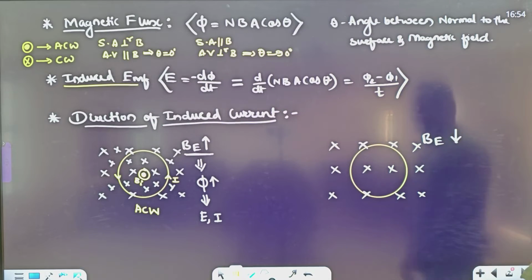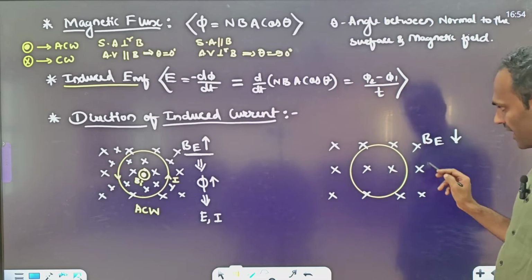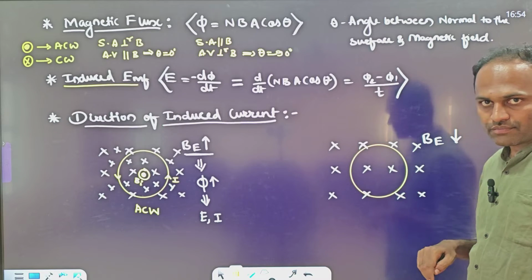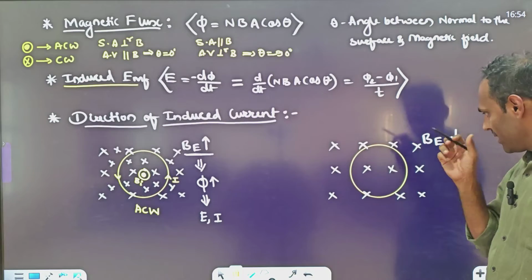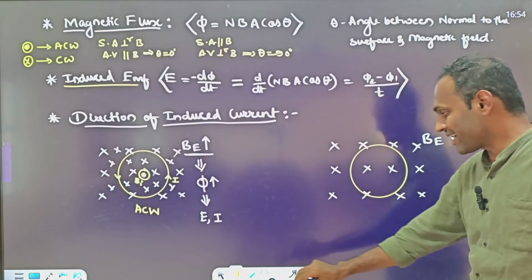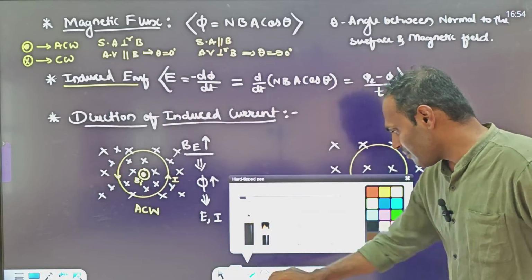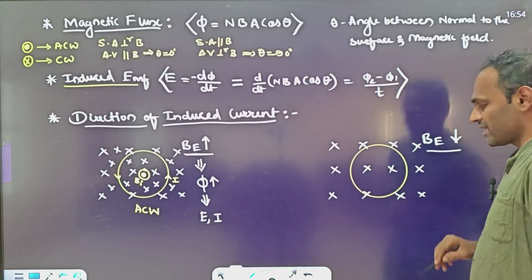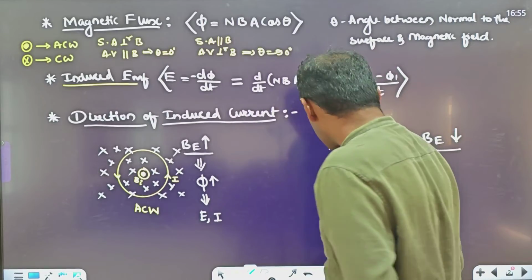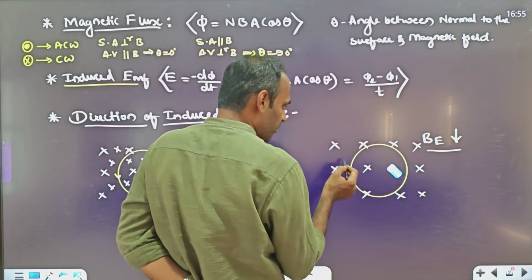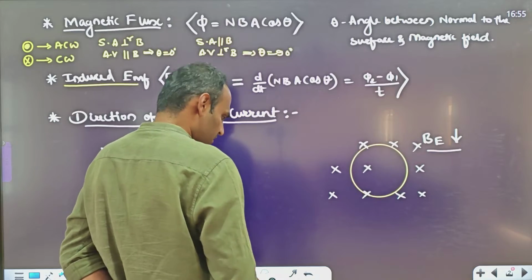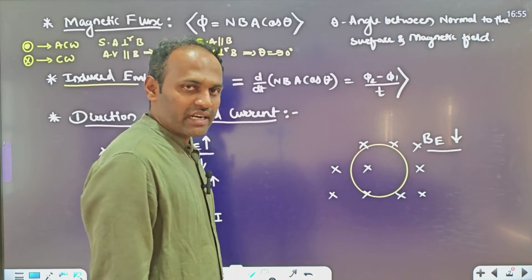Okay, we'll take another case here. Again that magnetic field direction is the same, cross mark, right? The magnetic field direction is the same, but this time the magnetic field is decreasing. The existing or external magnetic field is decreasing. Decreasing in the sense what? One by one the lines are getting disappeared. One by one the lines are getting disappeared. So like this the magnetic field lines are getting decreased.